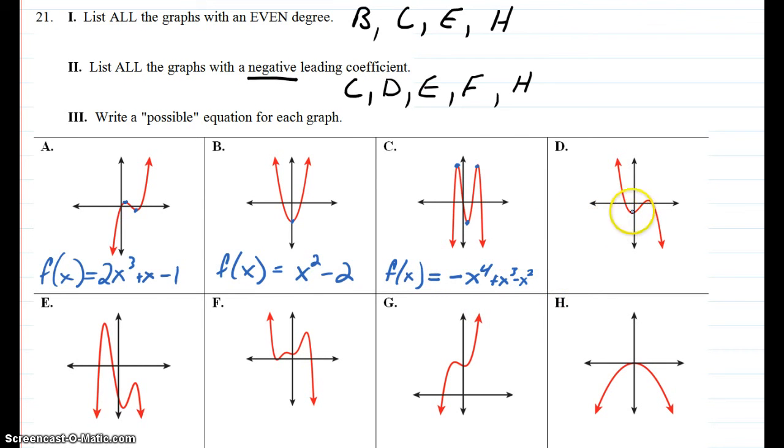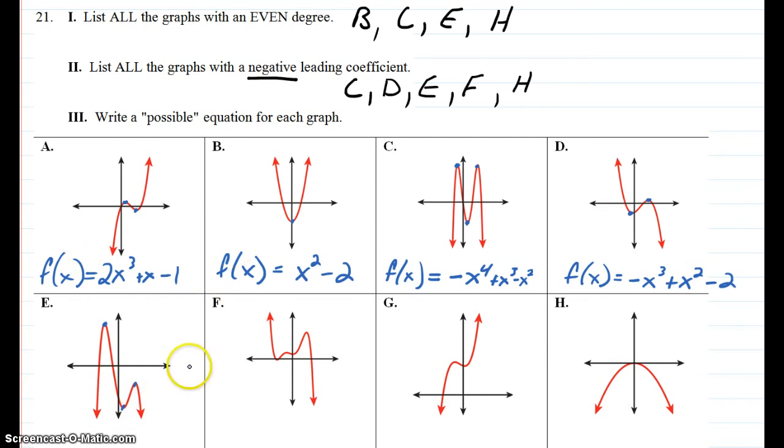For D, how many turns? So 1, 2. So we know it's going to be something. 2 turns means it's going to have x to the 3rd. Or a possible equation. And then also notice that it's going down, so something negative. Notice that the y-intercept is below. Don't really care too much about that right now, but if you wanted to, you could say something like x squared minus 2.